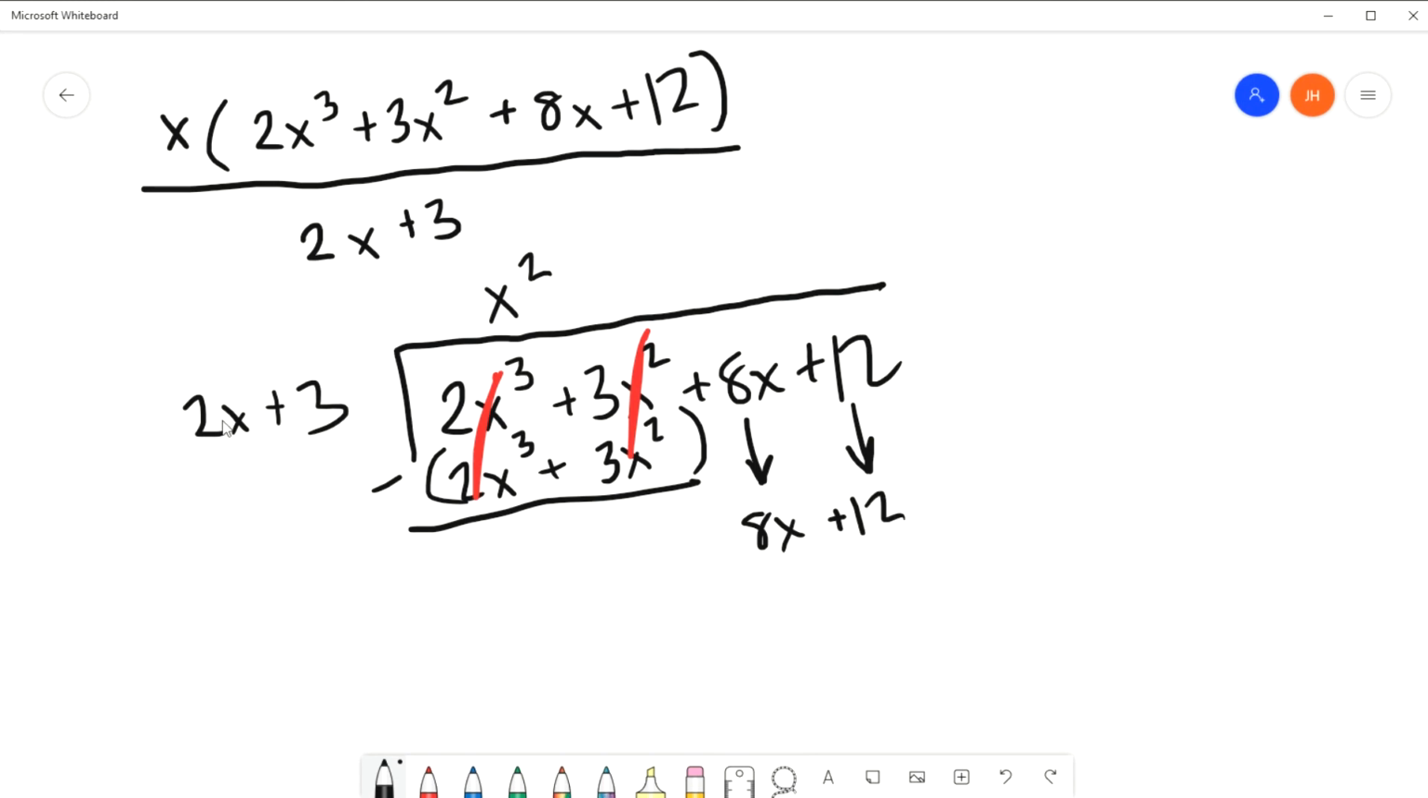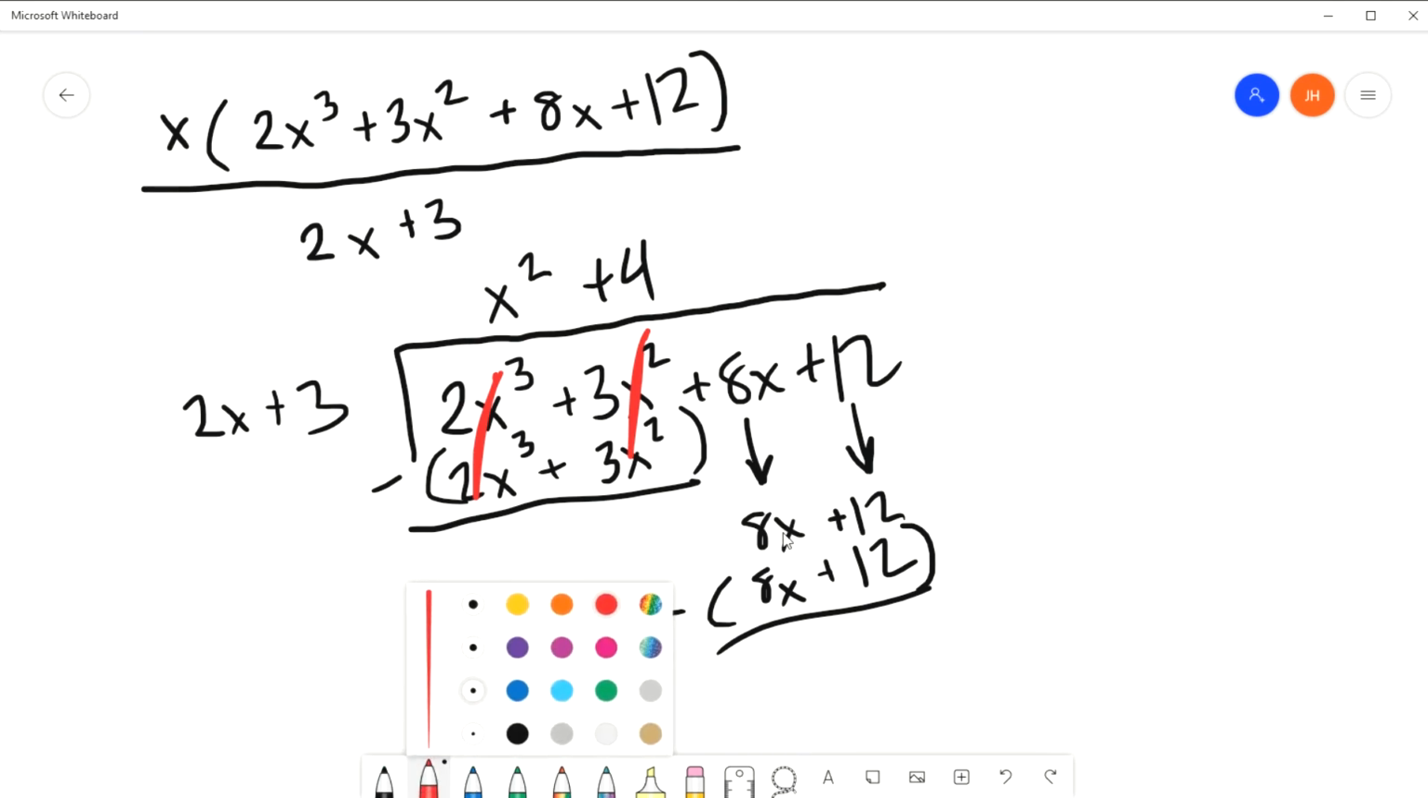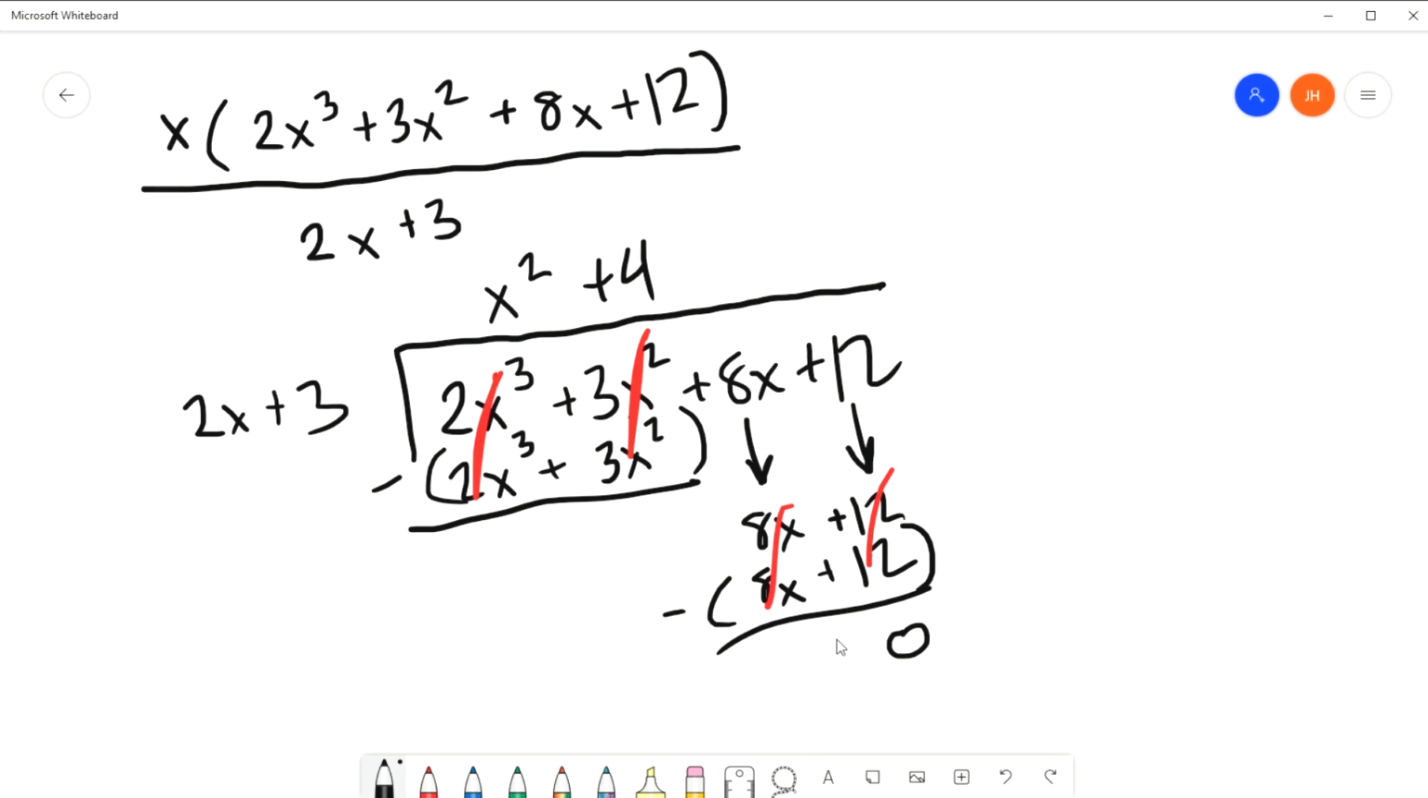So now I need to think, okay, what do I need to multiply 2x by to get 8x? 4. You guys notice that I skipped an x term. That's fine. I didn't need an x term, so I don't need to necessarily include it. So 4 times 2x is 8x. 4 times 3 is 12. Subtract that, and what do you know? 8x and 12 cancel out, and I'm left with a remainder of 0.